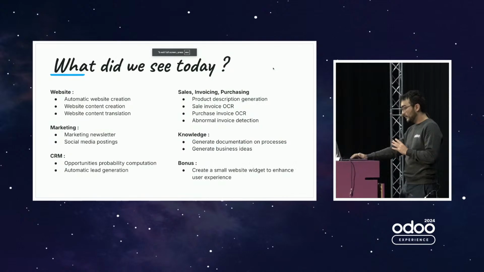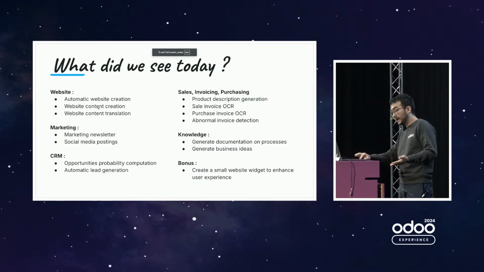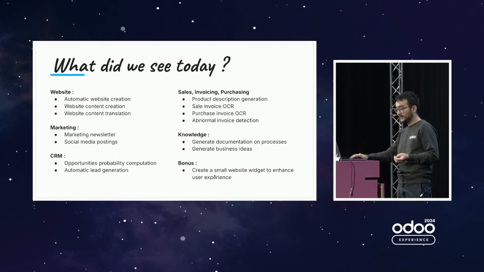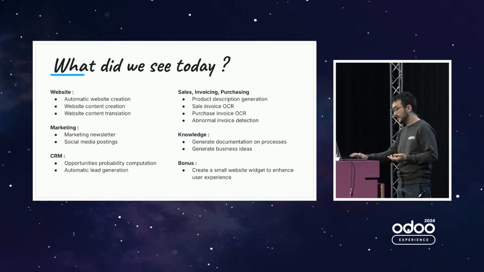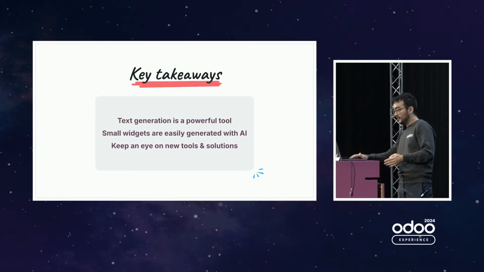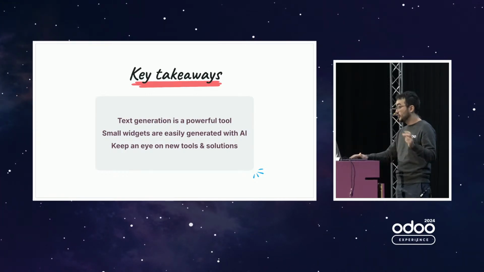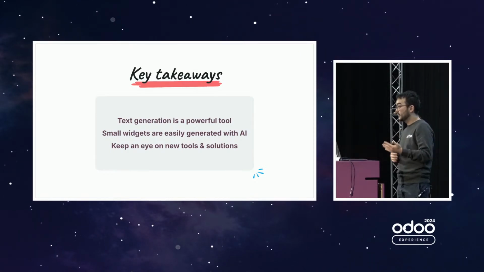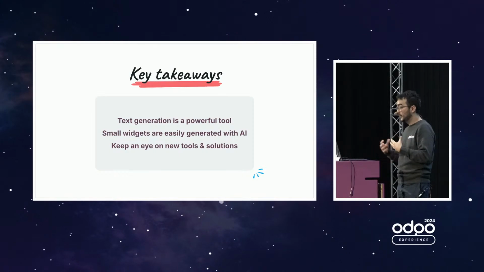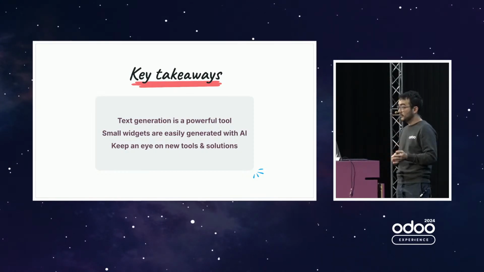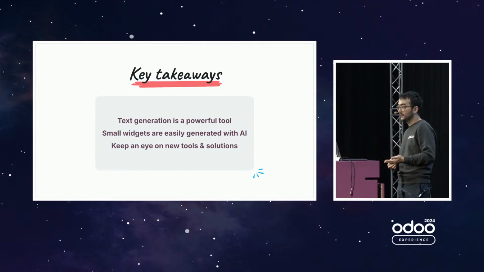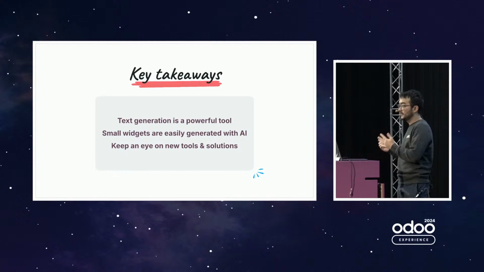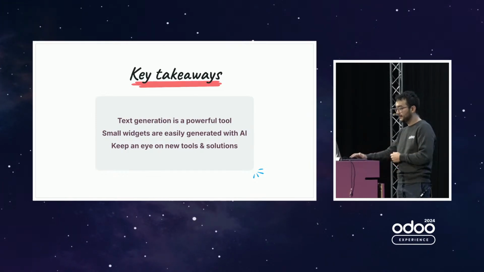We've seen a lot of nice features today, from website creation to generating some small code for our business. The key takeaways are that text generation is a super powerful tool. It's just a matter of how you exploit it. We can also generate small widgets or bits of code with AI, and it's also very good to keep an eye on the new developments in AI. There's stuff every week that comes out. It can really enhance your positioning as a business in the marketplace.